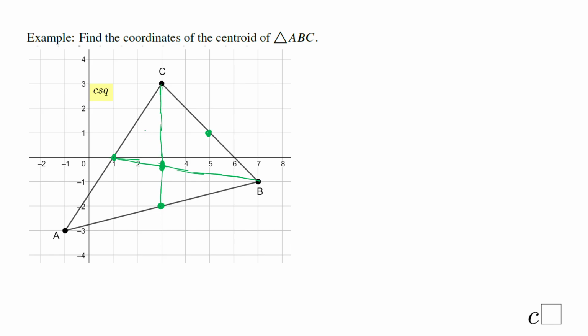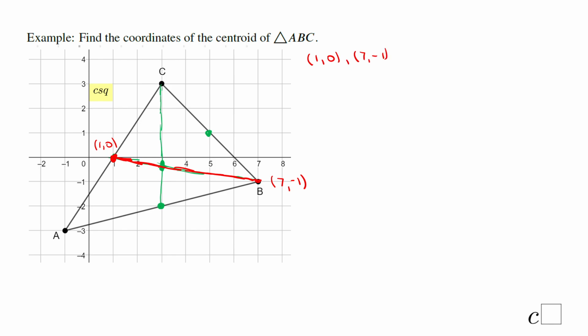Okay, so how are we going to do that? We're going to have to write the equation of each median. So I'm going to start, let me change the color here, with this one. Okay, and this median has two endpoints. One is right here at 1 and 0, and this one is 7 and -1. So what is the equation of that line that goes through 1 and 0 and 7 and -1?